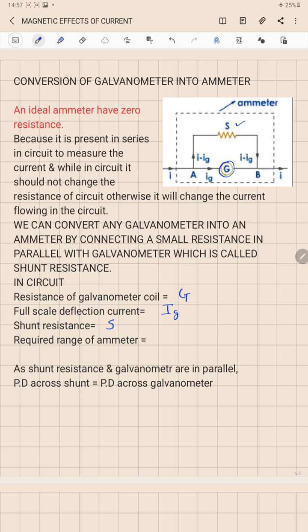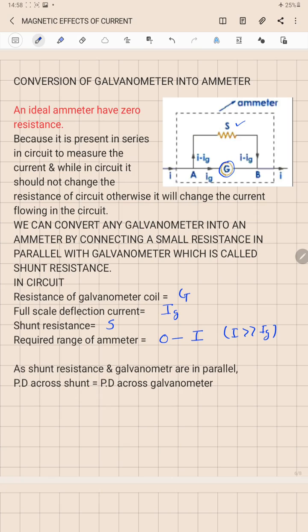Let us say we want to increase the range of this ammeter to measure the current from 0 ampere to I ampere, which is far greater as compared to the value of the full scale deflection current. So in order to find how much S should be connected in parallel with the galvanometer so that it can be converted into the required range of 0 to I ampere, we look at the circuit: because both resistances S as well as G are in parallel with each other, this means that the potential difference across the shunt resistance and across the galvanometer is also the same.